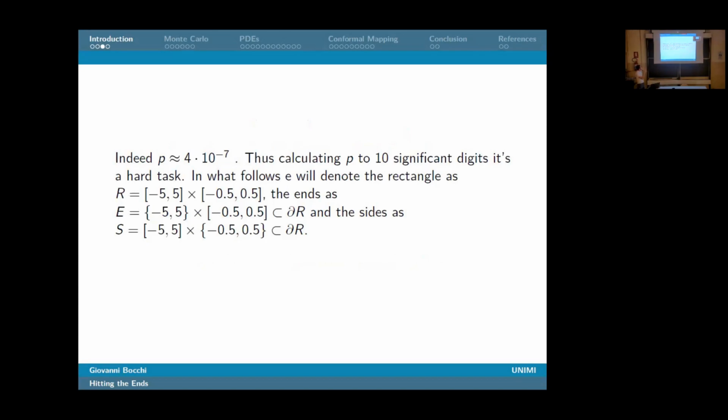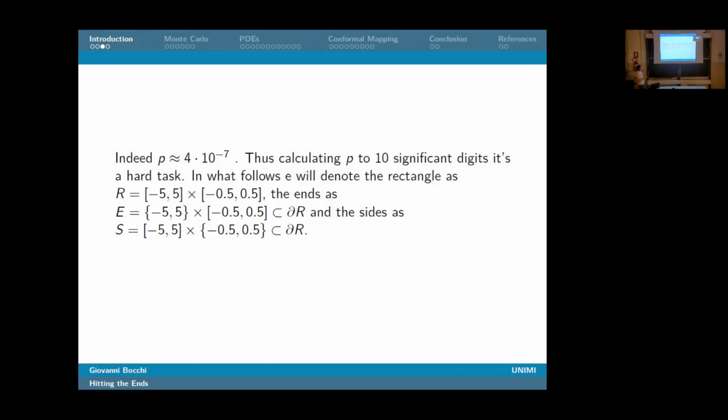Indeed, we have that p is of the order of 10 to the minus 7. And so our aim today will be to try to calculate p to 10 significant digits. So to an accuracy of 10 to the minus 17. It's really a hard task. And we will see some techniques, some successful, some not, to solve this problem.